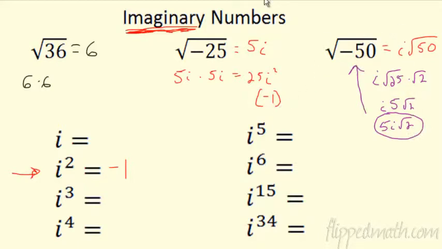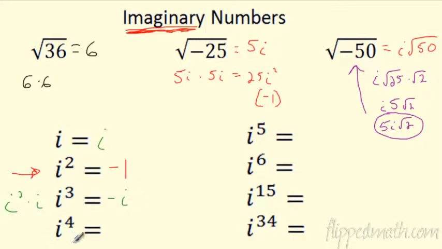Let's fill in this table, if we're talking about imaginary numbers here. i is just i. So i squared is the key. This is where the magic happens. i squared is negative 1. That's what gives us the ability to take the square root of negative numbers. So what's i cubed? i cubed is really i squared times i. If i squared is negative 1, what is i cubed? It's actually negative i.